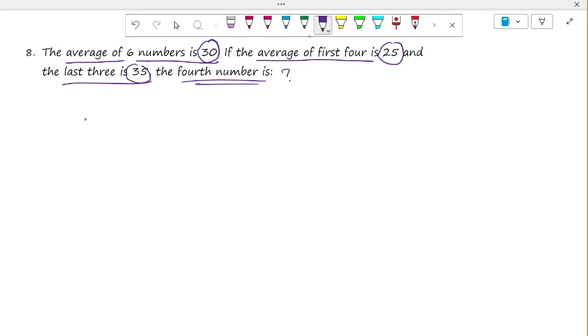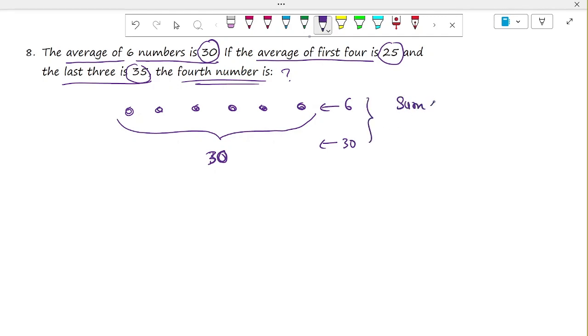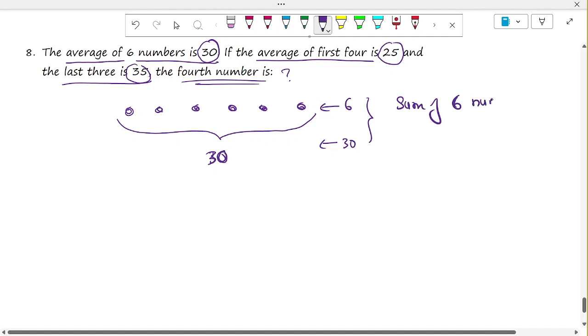Let me make you imagine this particular scenario. There are six numbers, and the average of these six numbers is how much? 30. So what will this give you? There are six numbers and the average is 30. Actually this information will give you the total sum of the six numbers. How will you find the sum of these six numbers? As I have told you, sum is equal to average into number of items.